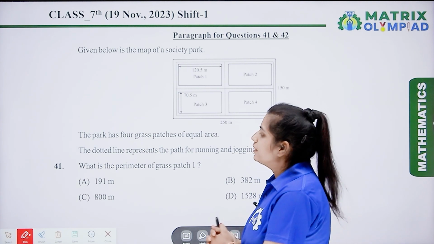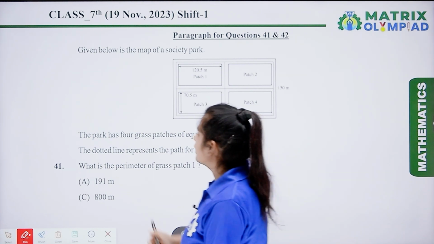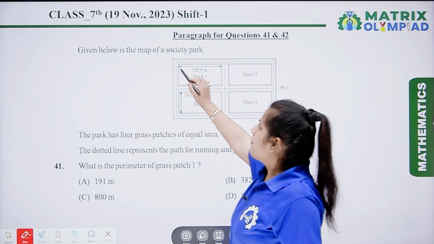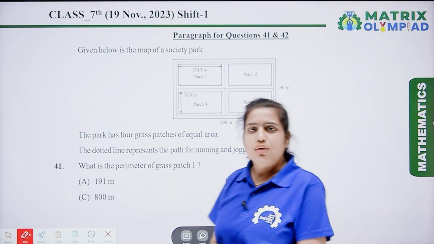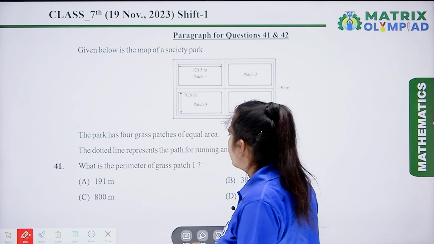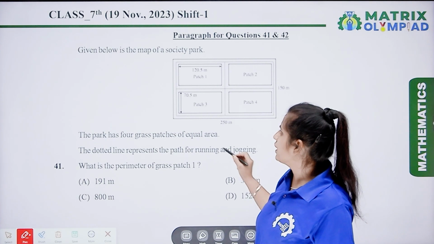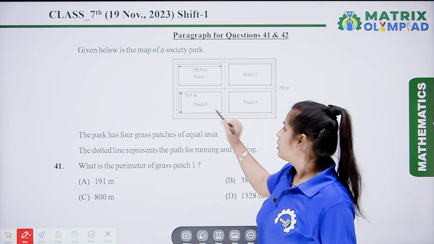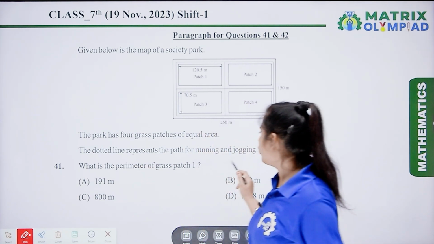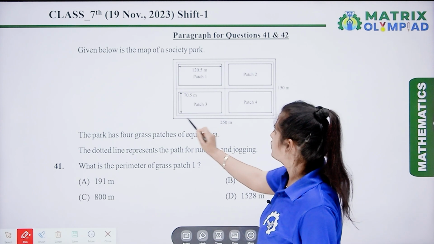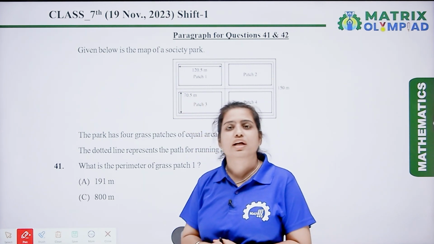Now the next question is question number 41. For this, a paragraph is given to us, and here it is given that given below is the map of a society park. The park has 4 grass patches of equal area. So these are the 4 grass patches of equal area. The dotted line represents the path for running and jogging.